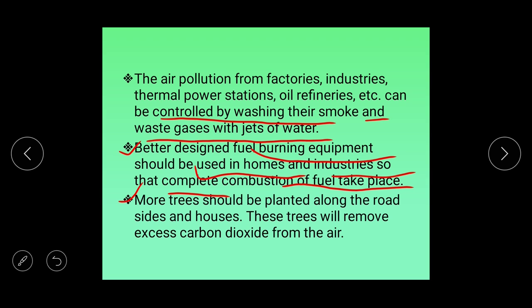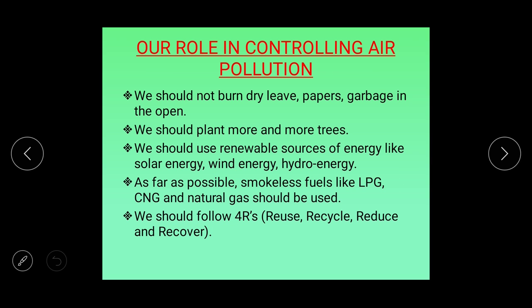More trees should be planted along the roadsides and houses. These trees will remove excess carbon dioxide from the air. And coming to the last point, and that is very important, our role in controlling air pollution. It can be controlled by our very small efforts.